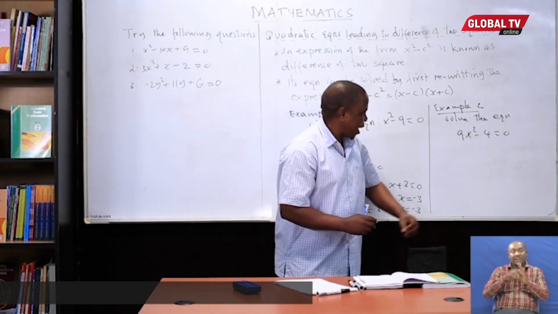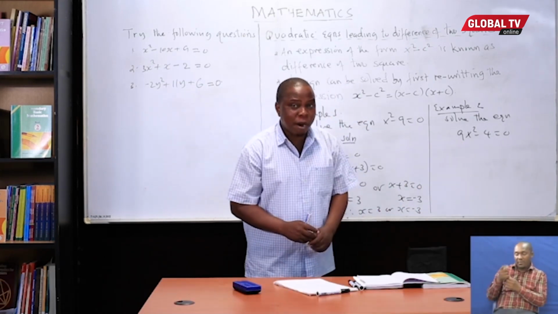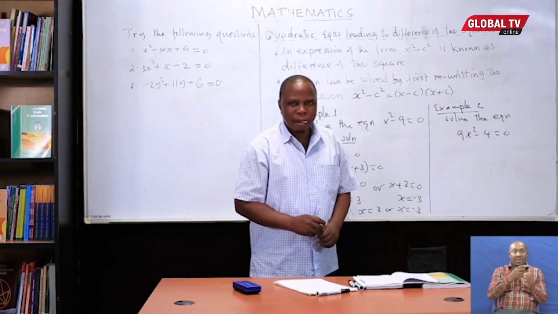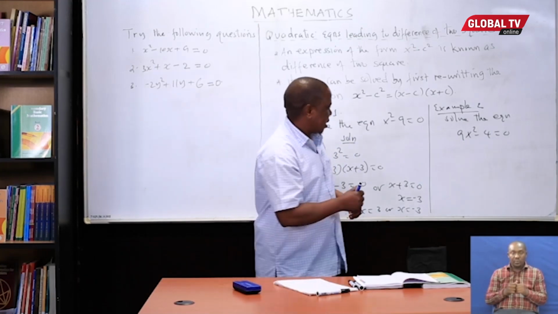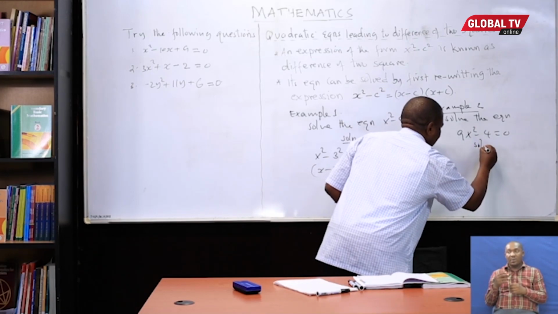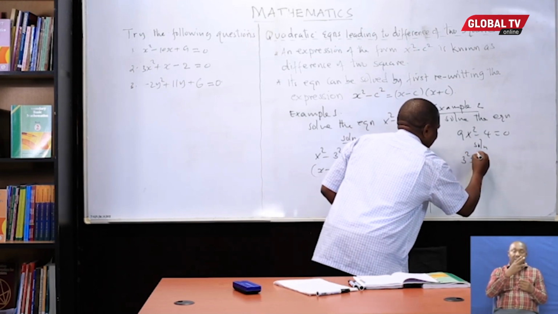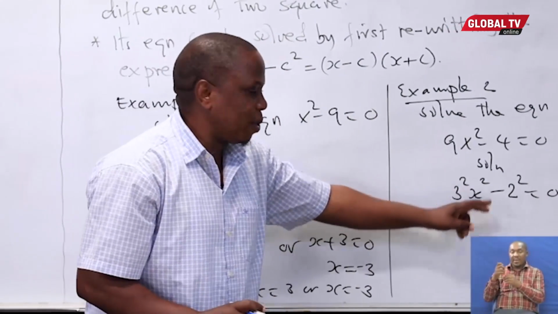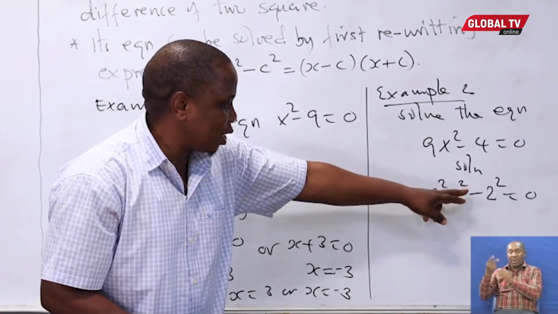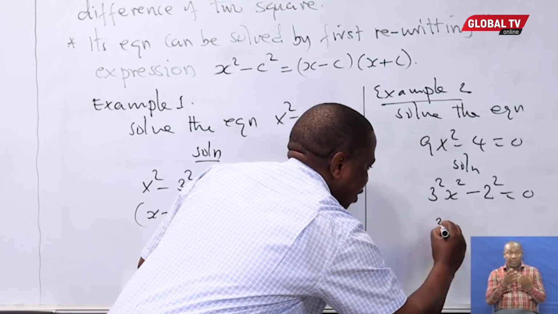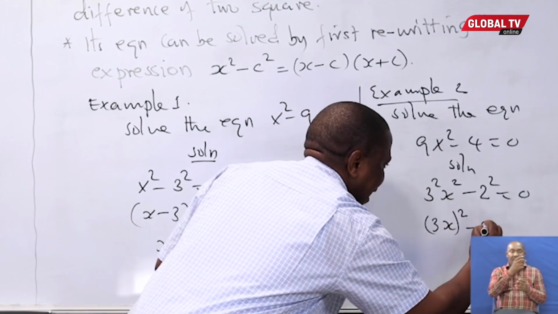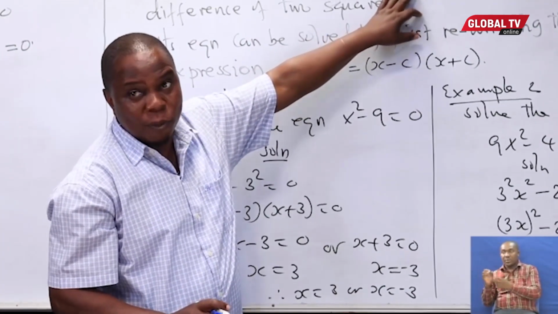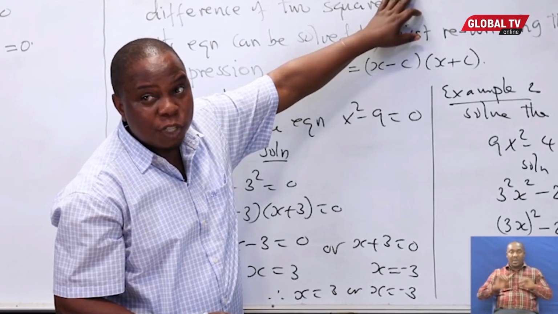You have x squared here, but I have 9. Can I write 9 in power form? Yes, that will be 3 power 2. Can I write this 4 in power form? Yes. This can be written as 3 power 2 x power 2 minus 2 power 2 is equal to 0. Writing this with a single exponent, it can be written as (3x) power 2 minus 2 squared is equal to 0. Now I have already written it in the form which we call the difference of two squares.